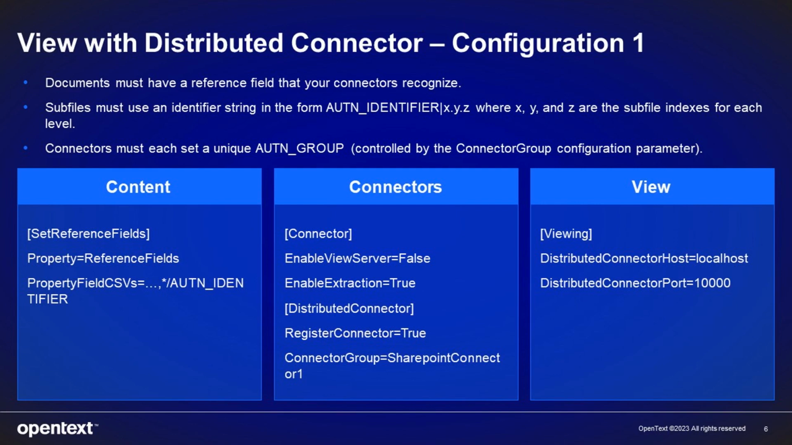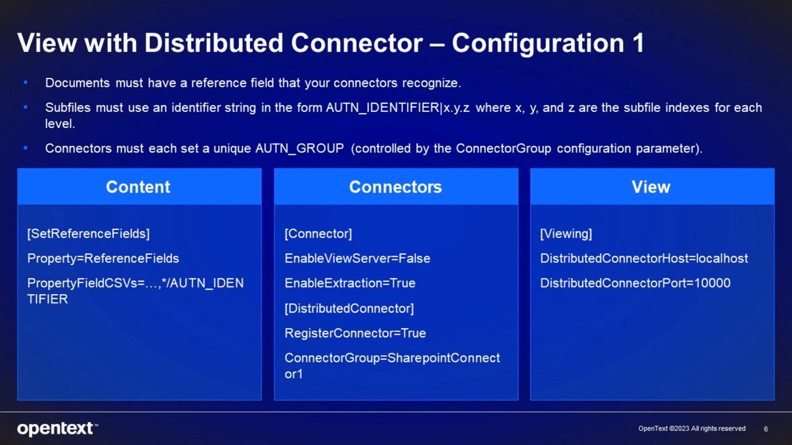On connectors, we need to set the following. EnableViewServer equals false. This is to disable the view server in connectors and to use the View component instead. EnableExtraction equals true. This is to enable the extraction of subfiles. RegisterConnector equals true, so that the connector will be registered by the distributed connector. The ConnectorGroup parameter must have a unique value for each connector.